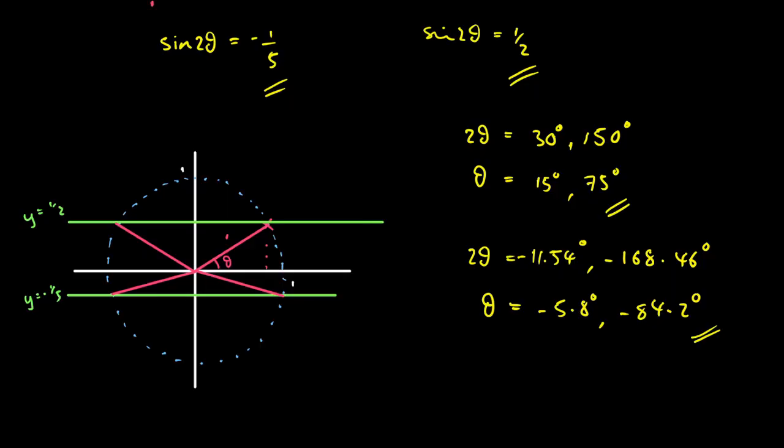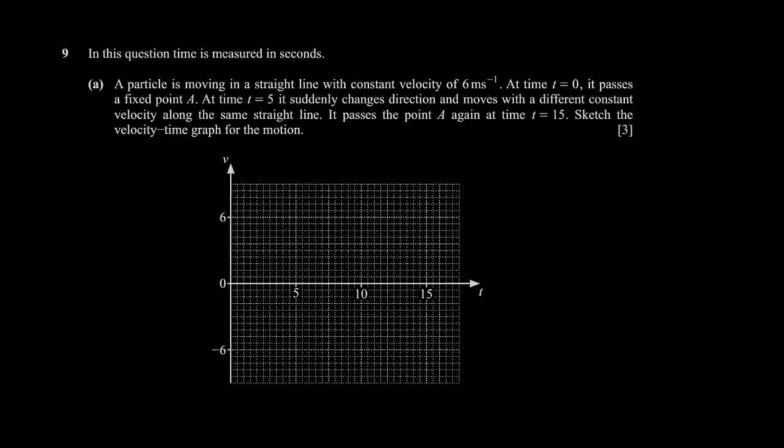Okay then, question 9. A particle is moving in a straight line with constant velocity of 6. At time t is equal to 0, it passes a fixed point A. At time t is equal to 5, it suddenly changes direction and moves with a different constant velocity along the same straight line. It passes the point A again at time t is equal to 15. Sketch the velocity time graph.